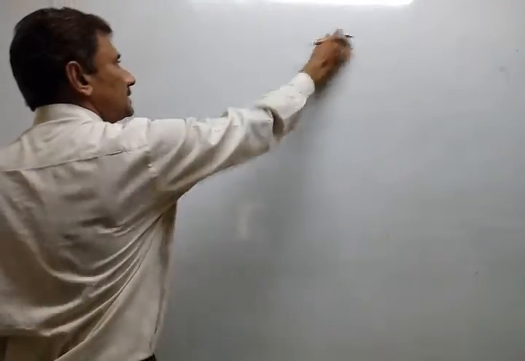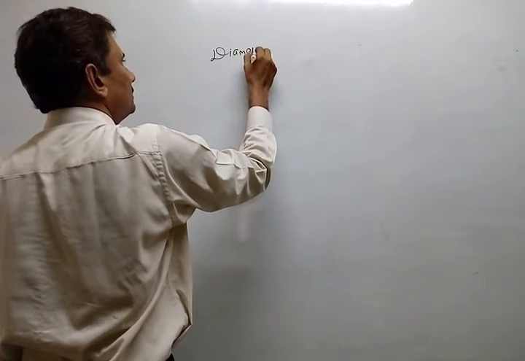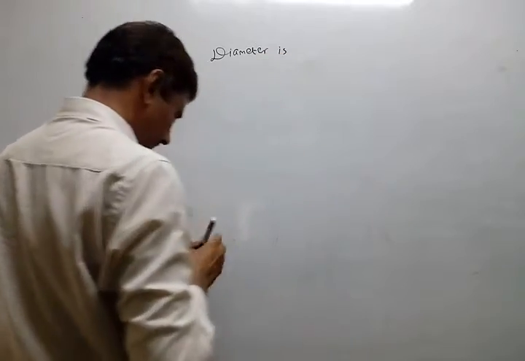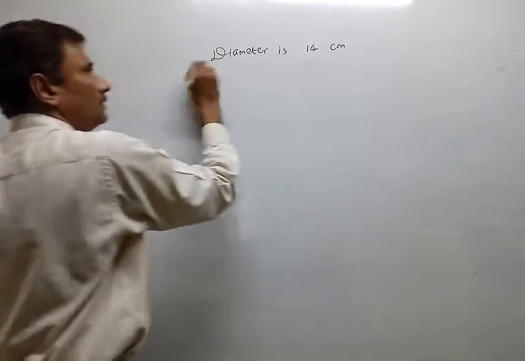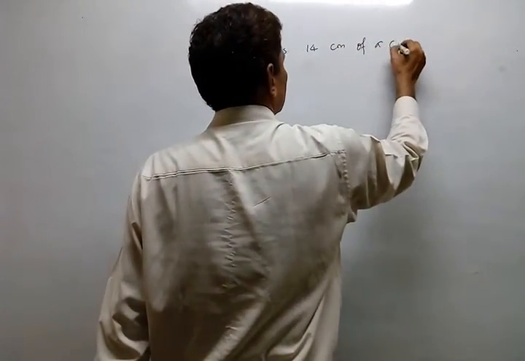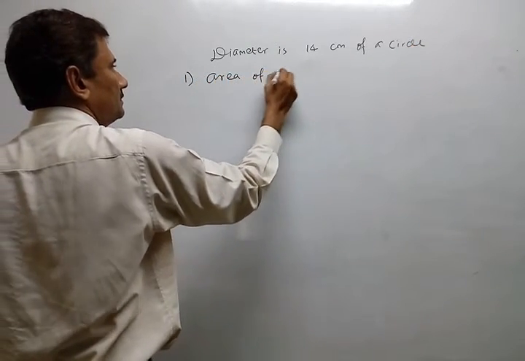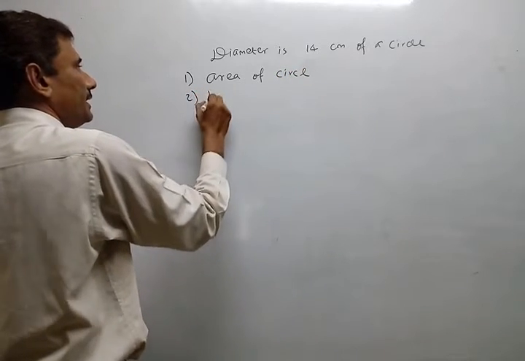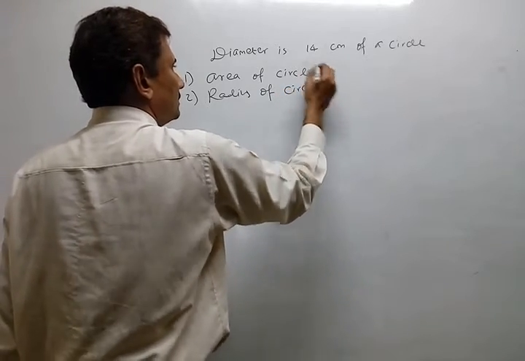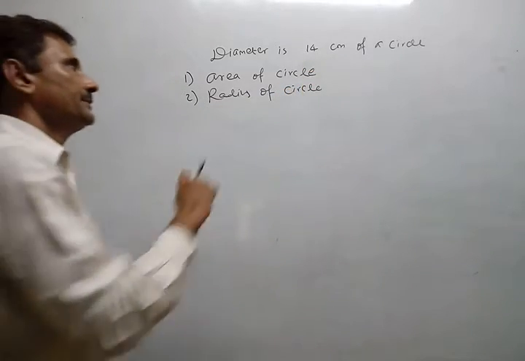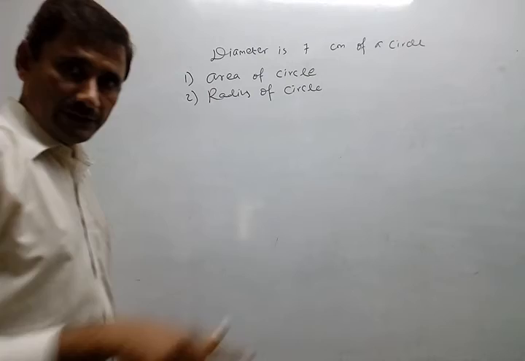Whole circle only. So write down: the diameter of a circle is 14 centimeters. Find the area of the circle and the radius of the circle. Only one sum I give you. Otherwise, I could make it somewhat different, 7 centimeters, but it is the diameter, not the radius. So be careful.